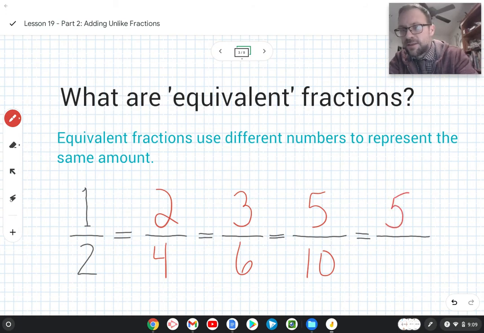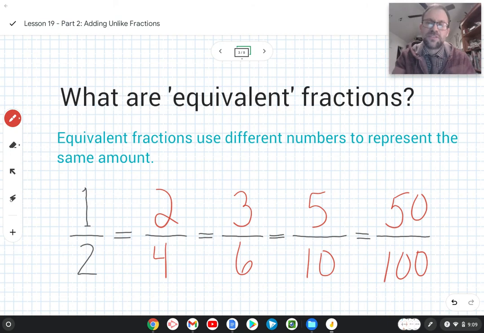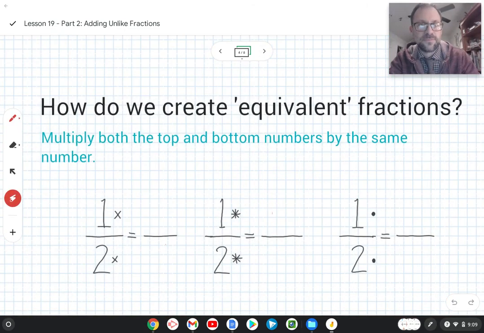And 50/100ths is another example. These fractions are equivalent because they represent the same amount, but they use different numbers to do it. How do we create equivalent fractions? We're going to multiply both the top and bottom numbers by the same number.